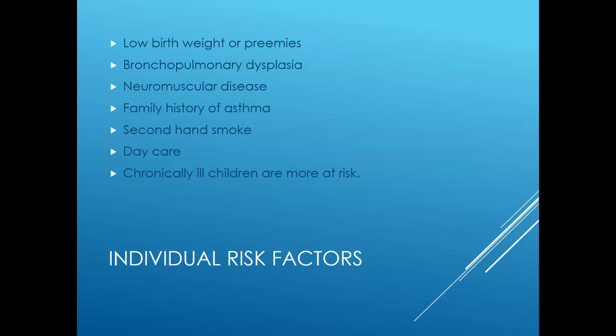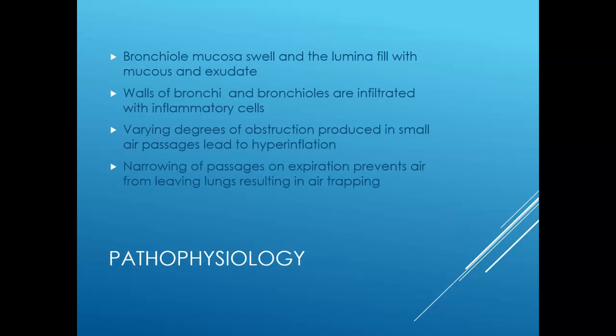Individuals at risk, we see those with low birth weight, those who have bronchopulmonary dysplasia, those with neuromuscular disease, those with a family history of asthma, children who are exposed to secondary smoke, those who go to daycare, and those children who are chronically ill are more at risk. So people who have other types of conditions going along with contracting this infection.